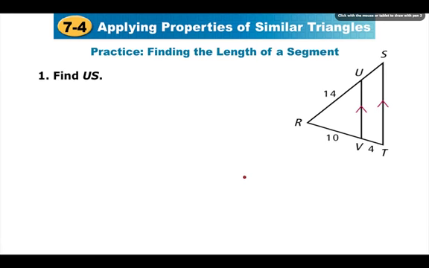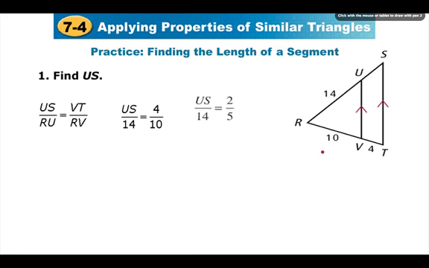Let's apply that. Number one says find US. So this is US. I apply the theorem that you saw on the previous slide. So then I have US over RU is equal to VT over RV. And then I substitute. Before I cross multiply, I notice that I can simplify this and I get 2/5. Now I cross multiply, divide both sides by 5, and I get 5.6. That's the answer to number 1. Let's move on to number 2.